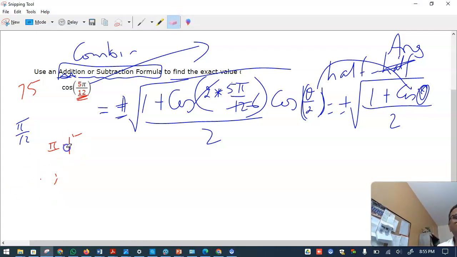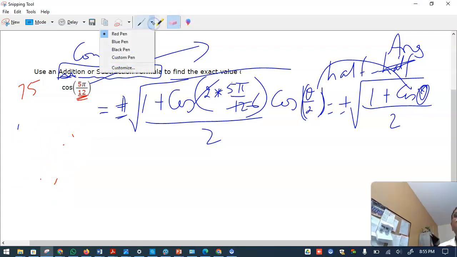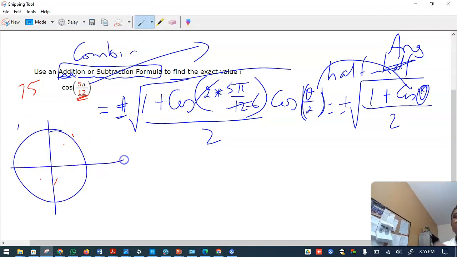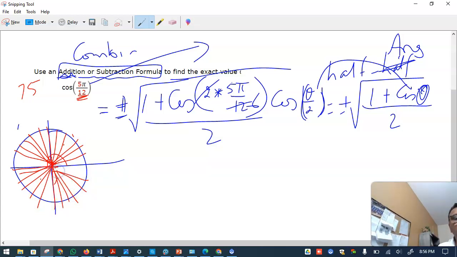So just want to have an idea about the whole unit circle can be split into 24 pieces. Like this, see, 1, 2, 3, 4, 5, 6, 7, 8, 9, 10, 11, 12. That's one pi. Then 13, 14, 15, 16, 17, 18, 19, 20, 21, 22, 23, 24. So when you say 5 pi by 12, it means it is 1, 2, 3, 4, 5. So this is the one, 75, which is actually 75 degrees.